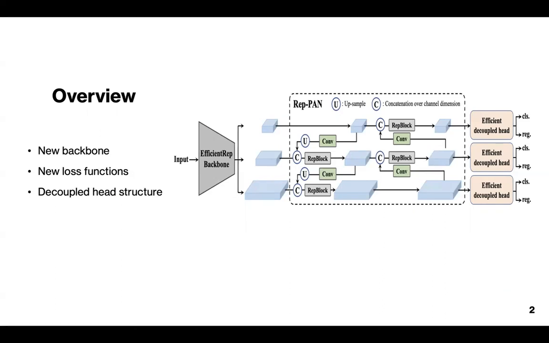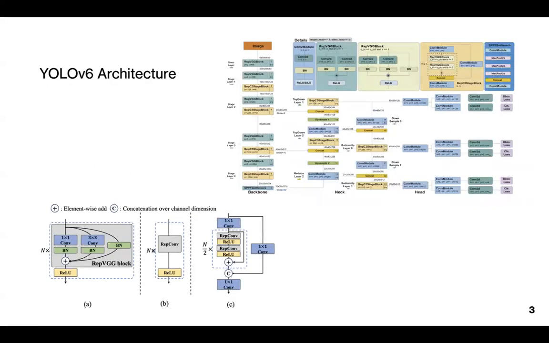The head of YOLOv6 is called efficient decoupled head and uses a decoupled head architecture. In this regard, a decoupled head means that the detection and classification heads are separate from each other. So let's take a closer look at the YOLOv6 architecture.